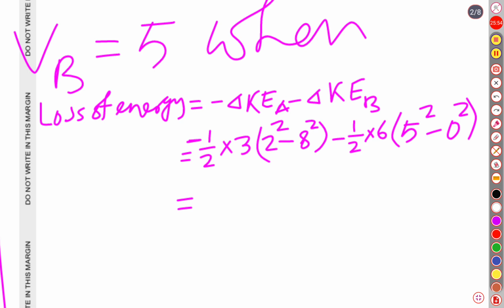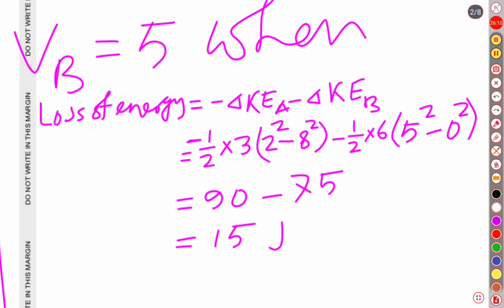If we simplify, 64 minus 4 is 60, and sorry, here I forgot to use the negative symbol. Negative times negative is positive, so it is positive 90 minus, here 3 times 25 is 75 joule, so this is 15 joule.